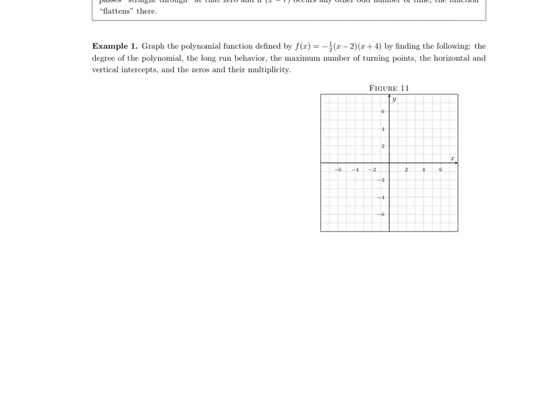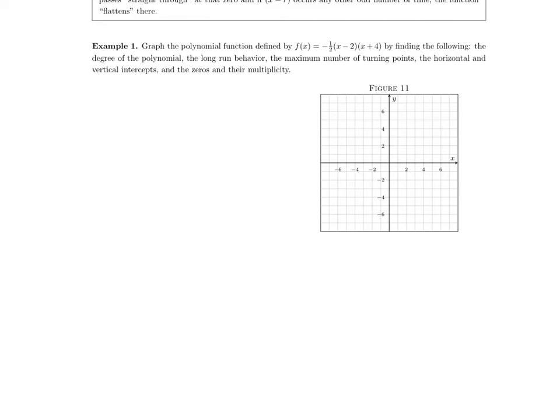Now, in our last video, we found a bunch of features of all these different problems, but we didn't actually graph any of them. So we're going back to those problems, graphing them. I'll be graphing example 1, example 2, and then we're going to work through all of problem number 3. So let's get to it.